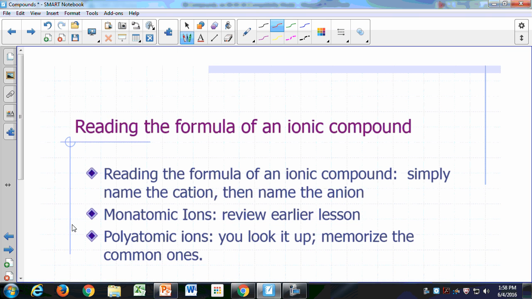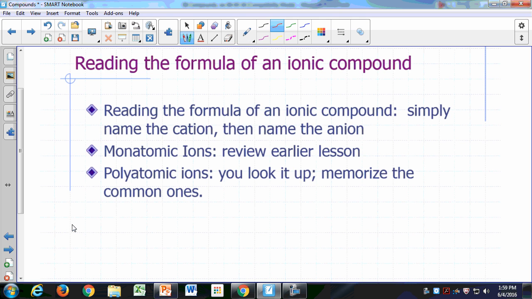So how would you read the formula of an ionic compound? If I gave you the formula of an ionic compound, you should be able to recognize it's ionic, right? What do you look for? A metal or ammonium, which is NH4. All you have to do to read it back to me is simply name the cation and then name the anion. Simple as that. You have to review your names, symbols and formulas for your monatomic ions and polyatomic ions so you know what those are.